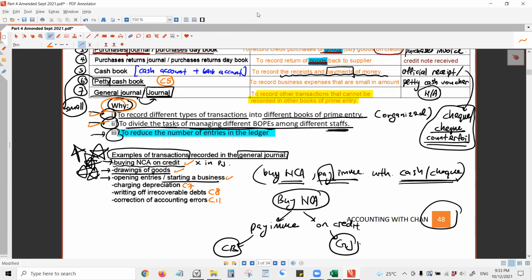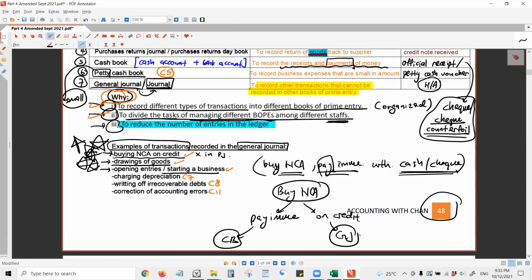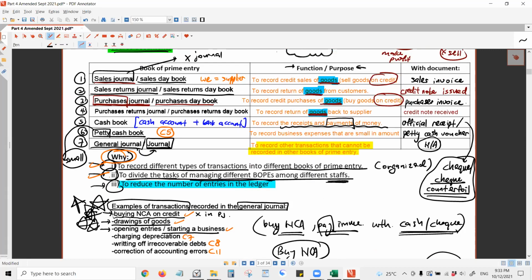I give you one analogy, then we dismiss. So how can you remember that the general journal is used for other transactions that cannot be recorded in other books of prime entry? So you see, the sales journal is meant for recording selling goods on credit, right? Sales return journal, you use it when you have customers returning goods. Purchase journal, you use it when you buy goods on credit. Purchase return journal, you use it when you return goods back to the supplier. You use the cash book when you receive money or make payment of money, right? Petty cash book, we talk about it in the future.